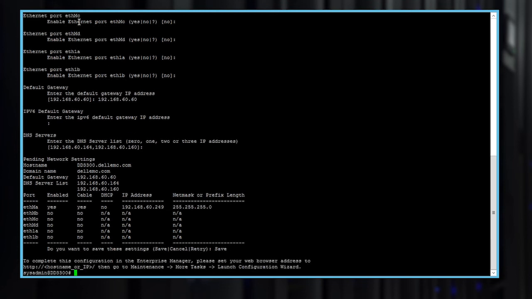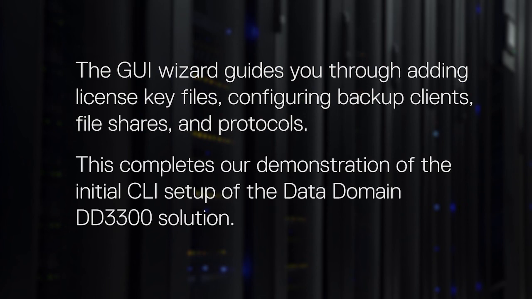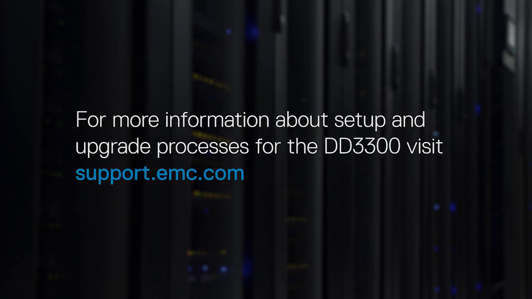At this point, you can use the Data Domain System Manager GUI to customize the setup to your backup environment. The GUI wizard guides you through adding license key files, configuring backup clients, file shares, and protocols. This completes our demonstration of the initial CLI setup of the Data Domain 3300 solution. Watch the video covering setup finalization and customization with the Data Domain System Manager GUI to finish the setup process. For more information about setup and upgrade processes for the DD3300, visit support.emc.com.